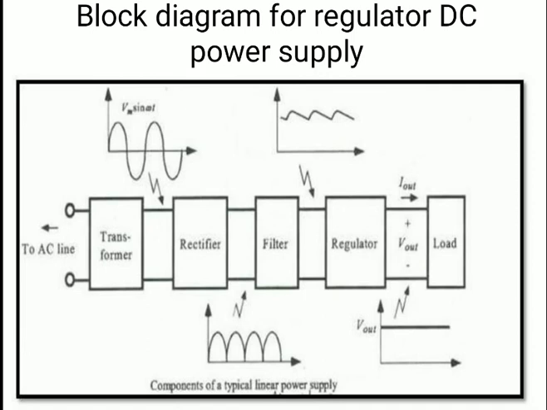So how does it go? First we use a transformer which decreases the voltage, then a rectifier which converts that decreased voltage into pulsating DC, then a filter which converts the pulsating DC into pure DC, then the regulator which converts that pure DC into a constant DC supply, and then it is connected to a load. This is the block diagram for the regulated DC power supply.